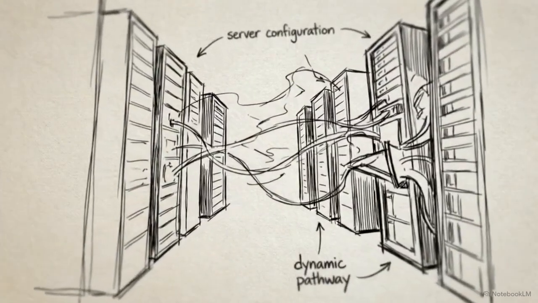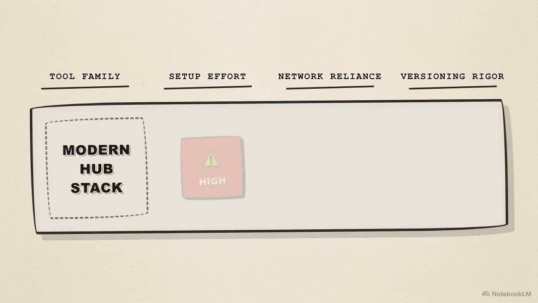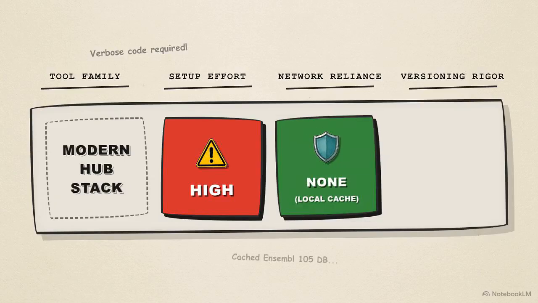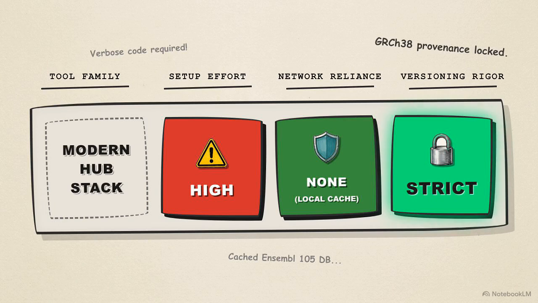That brings us to the 2026 standard, the modern hub stack. This relies on AnnotationHub, EnsDb, and tximeta. This modern stack has a steeper learning curve, requiring more verbose code to leverage Bioconductor's cloud caching. But instead of pinging servers, it downloads a version-locked Ensembl database locally. tximeta then automatically attaches the exact genome build and provenance directly to your data.